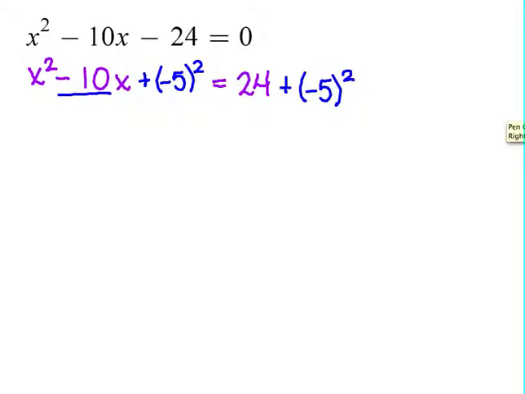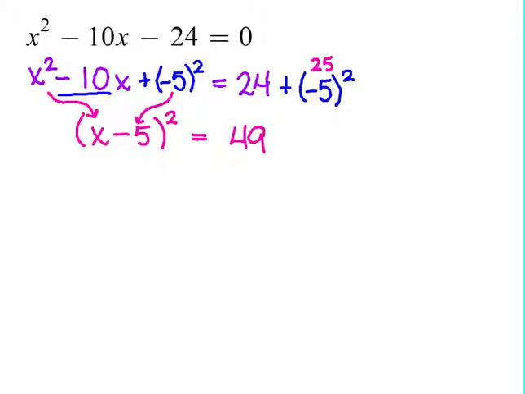Now the next step, remember, was that reverse factoring. And so what will go inside the parentheses? X and the -5. See, that's why I put that -5 there, so we would not forget the negative sign. On the right side, if I square -5, I still get a positive 25. So what is 24 plus 25? 49.